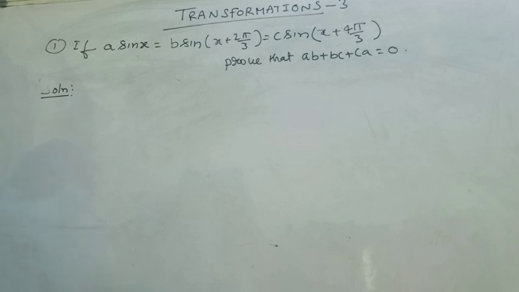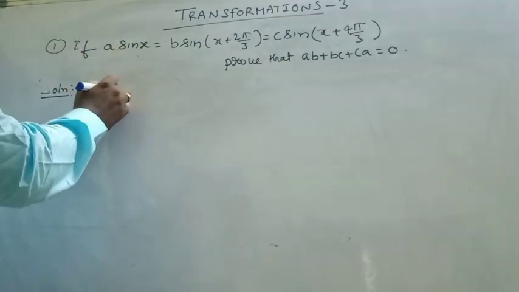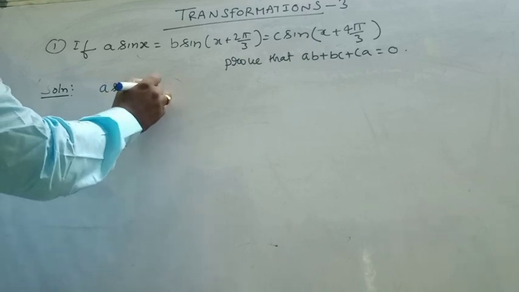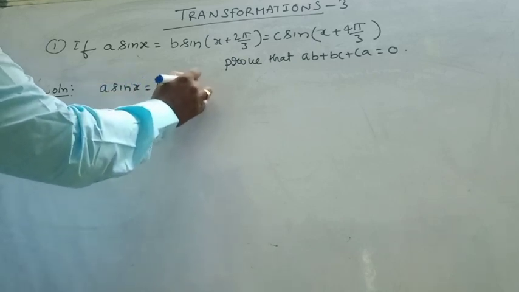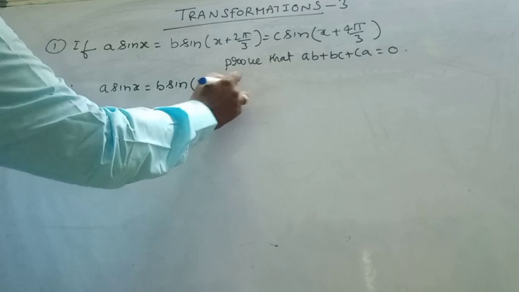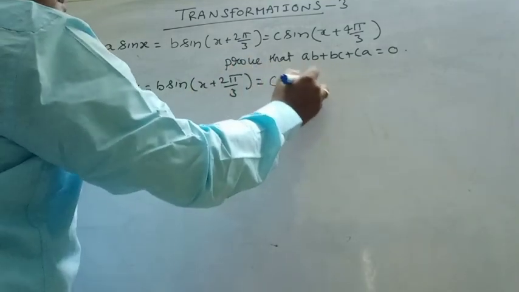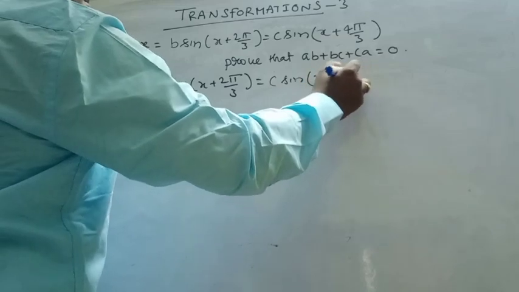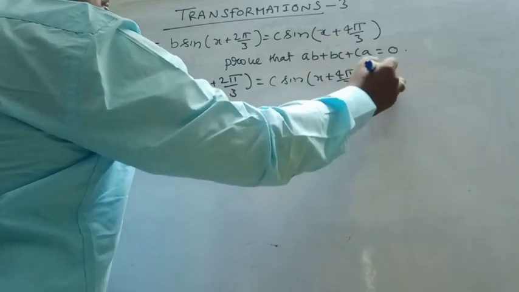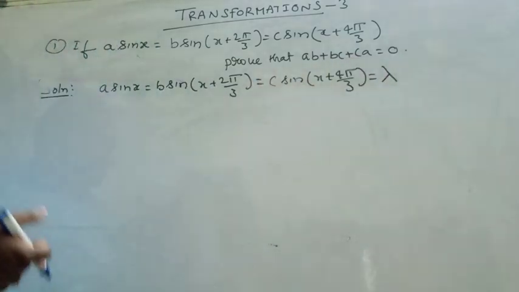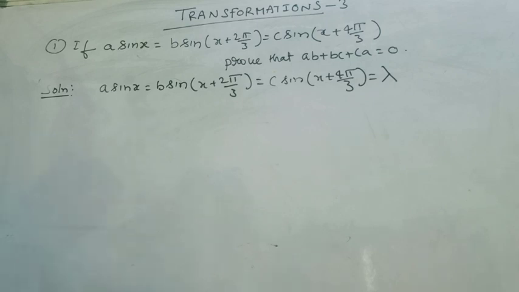See, they have given that A sin x is equal to B sin of x plus 2 pi by 3, and that is equal to C sin of x plus 4 pi by 3. They are all equal, that's why you take that value equal to some lambda.